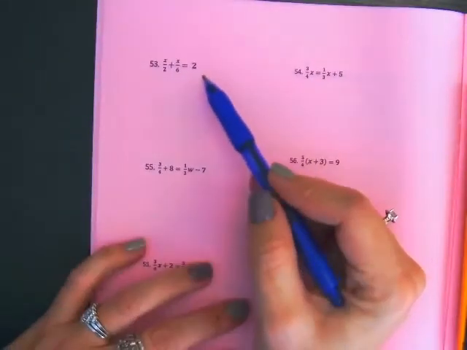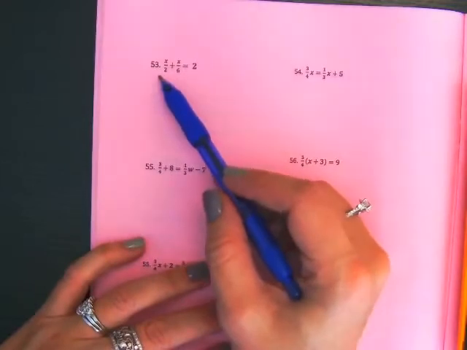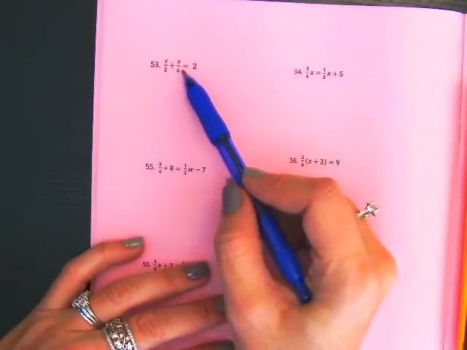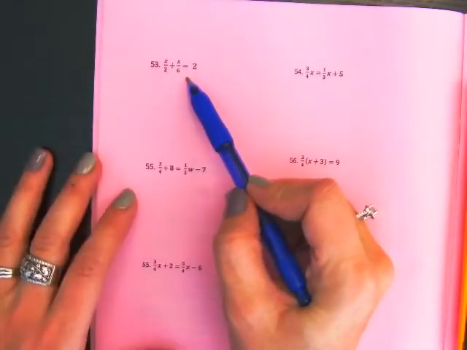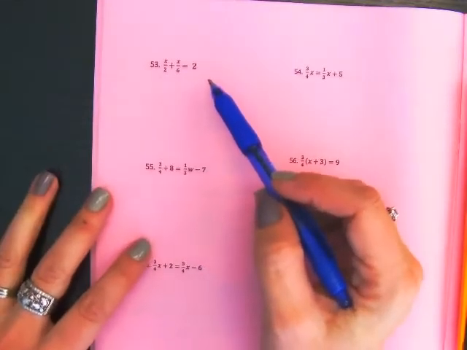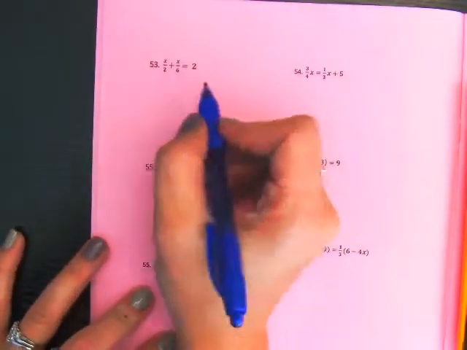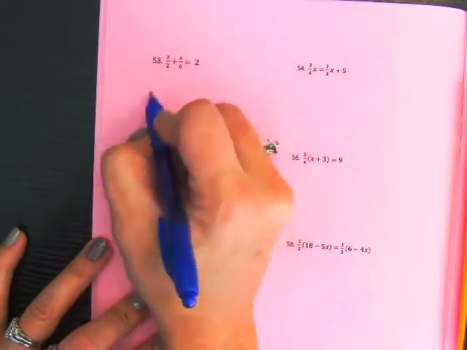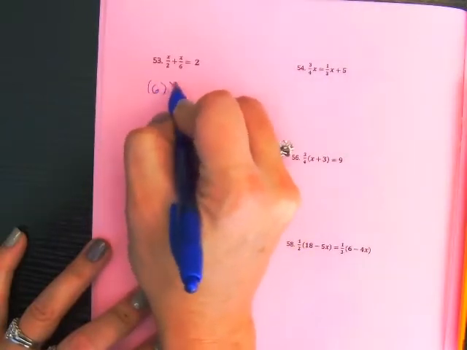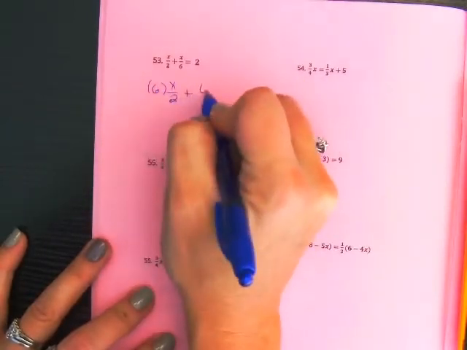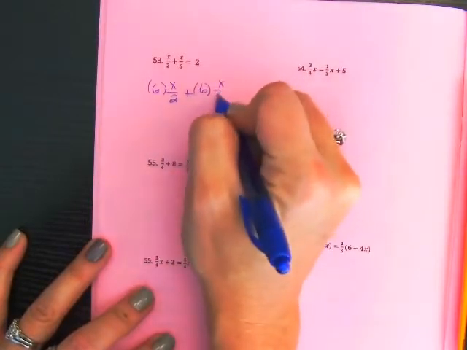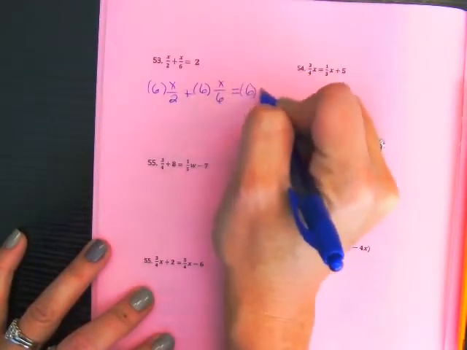Least common multiple for this number over here. I can't divide 2 by 6, but I can divide 6 by 2. So 6 is going to be my least common multiple. That means I'm going to multiply all of the terms by 6 in order to get rid of fractions. So I have 6 times x over 2 plus 6 times x over 6 equal to 6 times 2.